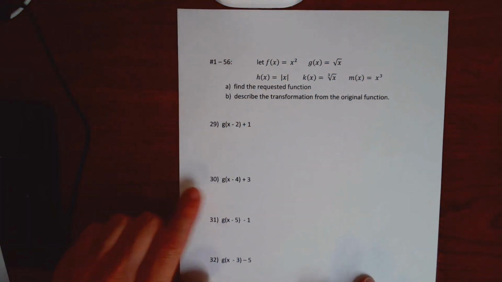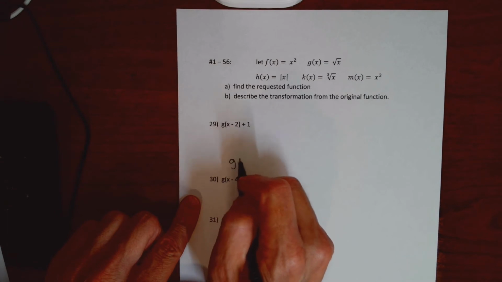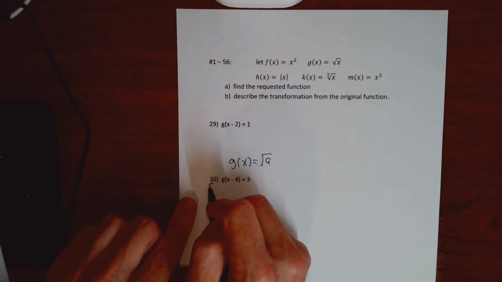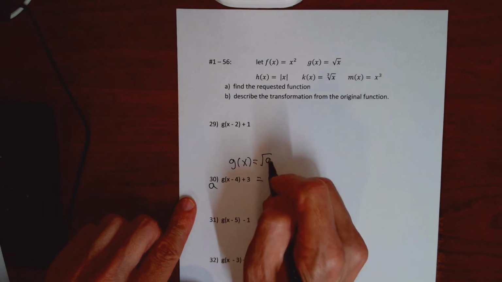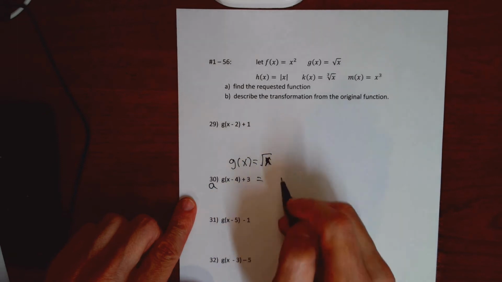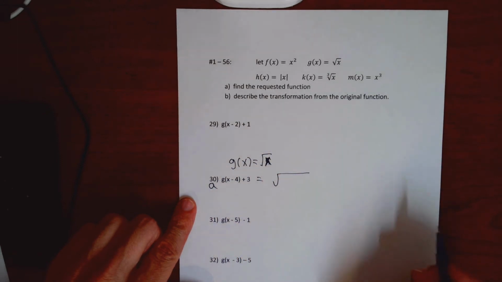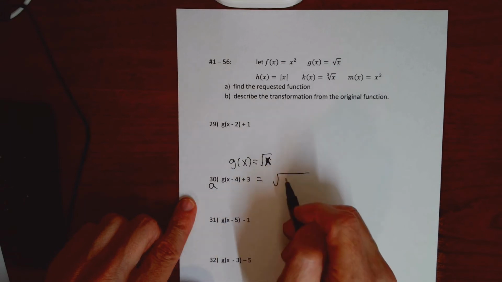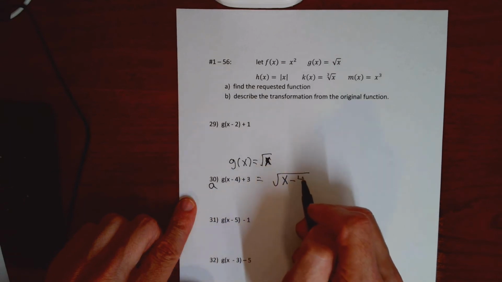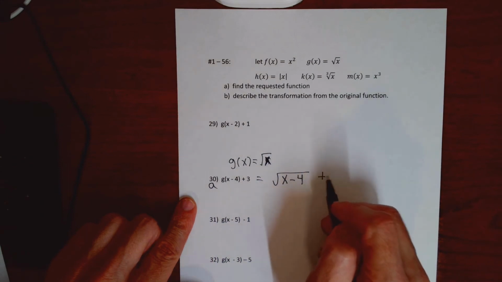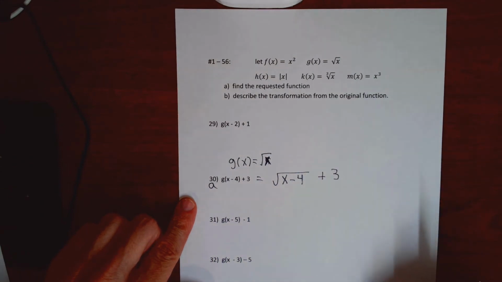30 calls out the g function. The g function is the square root of x. Part A of number 30 wants me to find g of x minus 4 plus 3. Because the x minus 4 is inside the parentheses, it goes under the square root symbol. Because the plus 3 is not in the parentheses, it goes after the square root symbol.